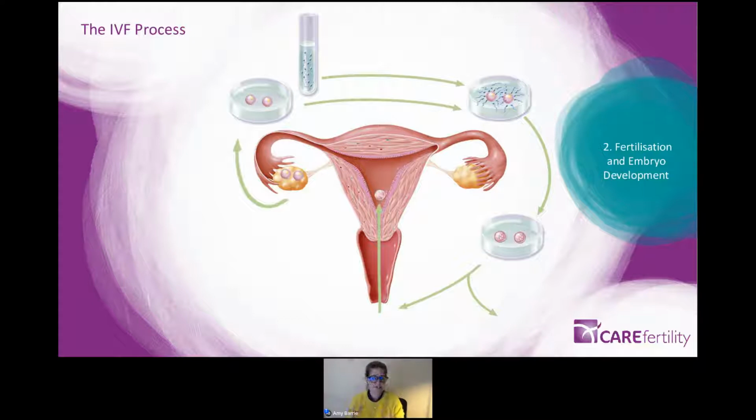So whichever method of fertilization we use, it's decided before the day of the egg collection, before the day of the fertilization process. But obviously, sometimes the sample that we get on the day is either much better than it was when we tested it beforehand, or it's gone down in quality. In which case, the treatment type could change on the day. It doesn't happen that often, but it's worth being aware that it can happen.